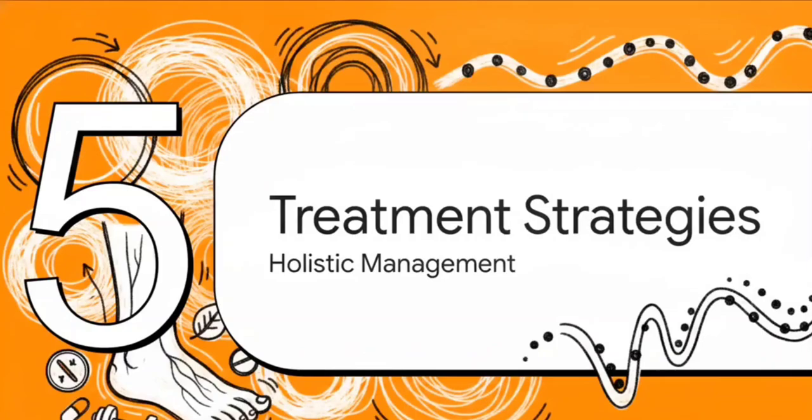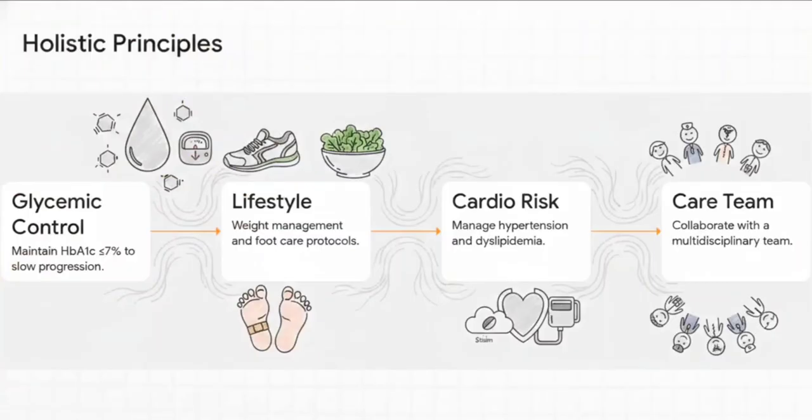Finally, Section 5, Comprehensive Treatment Strategies. So the crucial point here is this. How do we actually treat this? The treatment strategy has to be holistic. The absolute cornerstone, and I mean the non-negotiable foundation of all of this, is meticulous glycemic control. We are aiming for an HbA1c of less than or equal to 7%. Why? Because this is currently the only proven way to actually halt or slow down the progression of the disease, period.